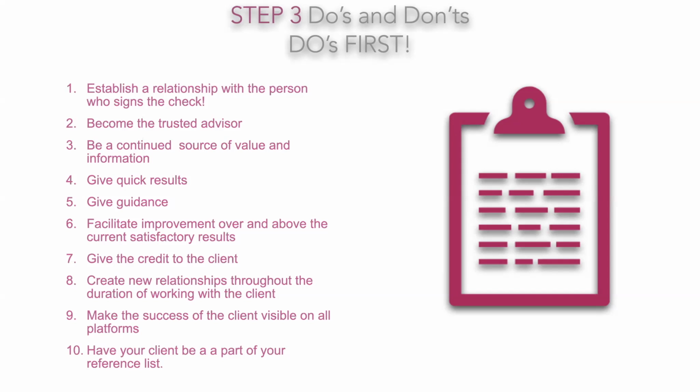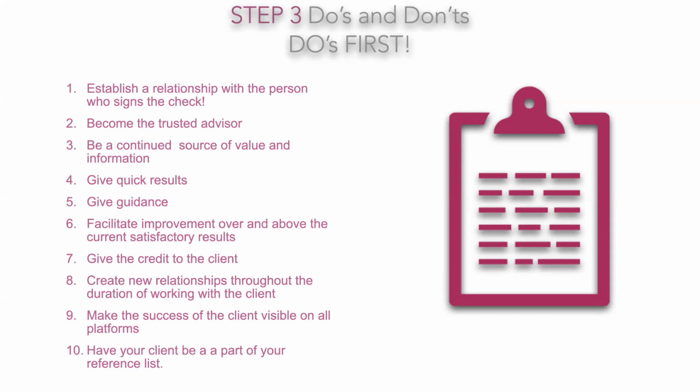Number 4, give quick results. If the client comes to you for help, but it's outside your department or job, take ownership and see to it the problem is solved quickly. Just don't transfer the voicemail to the right person. Call the client back, talk through the issue, then personally handle it with the other departments that are involved and get quick results. Number 5, give guidance.